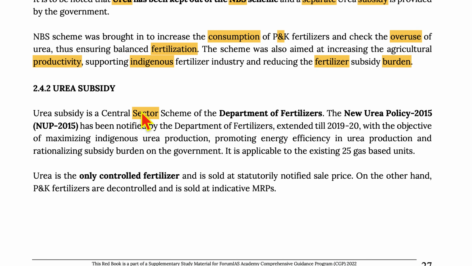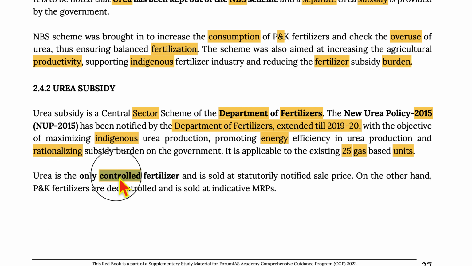Urea subsidy is a central sector scheme of the Department of Fertilizers. The new urea policy of 2015 has been notified by the Department of Fertilizers, extended till 2019-20, with the objective of maximizing indigenous urea production, promoting energy efficiency in urea production, and rationalizing the subsidy burden on the government. It is applicable to the existing 25 gas based units.